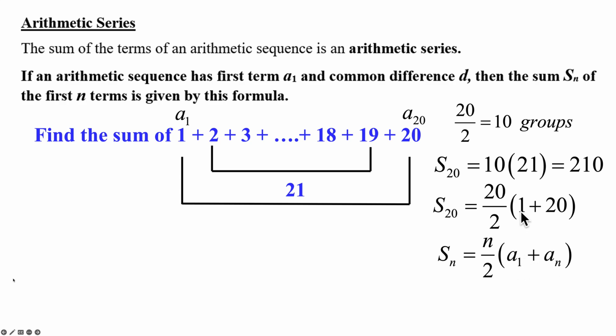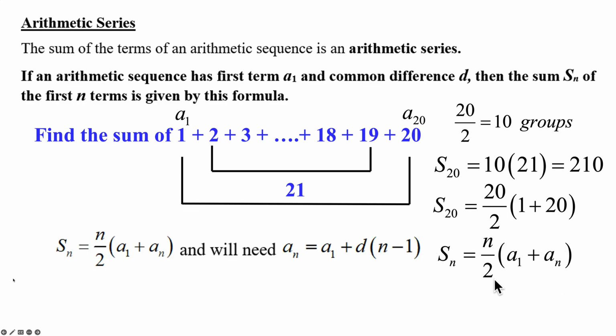So a sub 1 is 1. A sub 20, that's our last term, so we're going to call that a sub n. This 20 is your n. This 20 is your n. There's my formula. Now, because this formula has a sub n in it, we might need to have this formula hanging around in case we have to go find the last term.